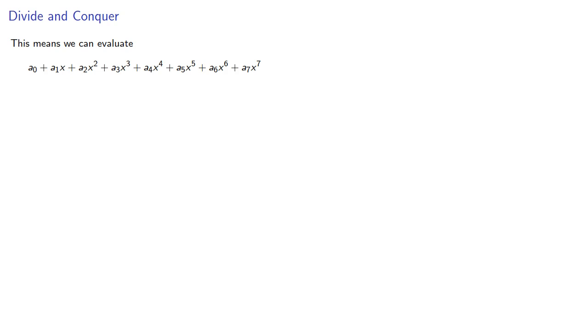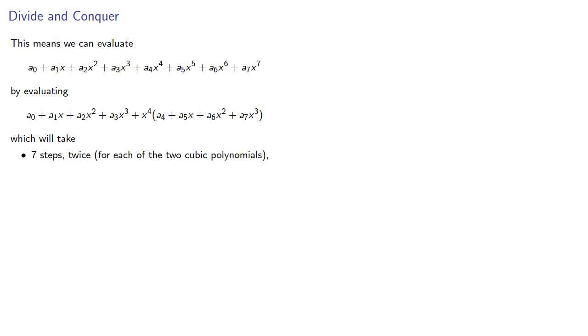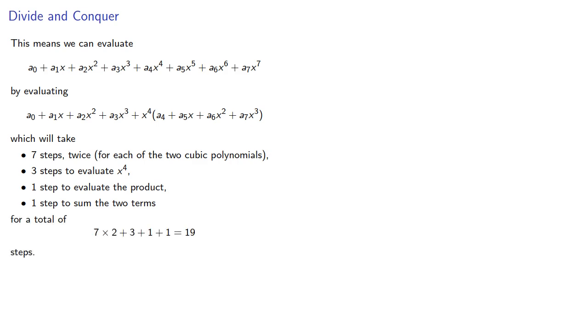but this means we can evaluate our 7th degree polynomial by evaluating two cubic polynomials, which will take 7 steps twice for each of the 2 cubic polynomials, 3 steps to evaluate x to the 4th, 1 step to evaluate the product of x to the 4th and the cubic, and 1 step to sum the 2 terms, for a total of 19 steps. And the school algorithm would take.